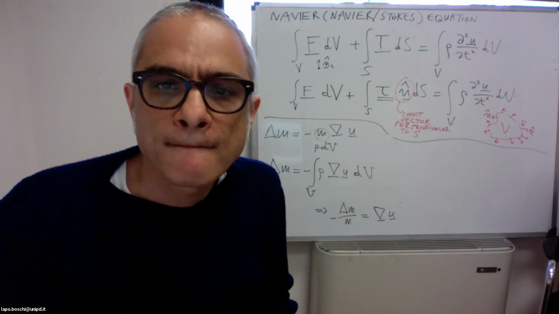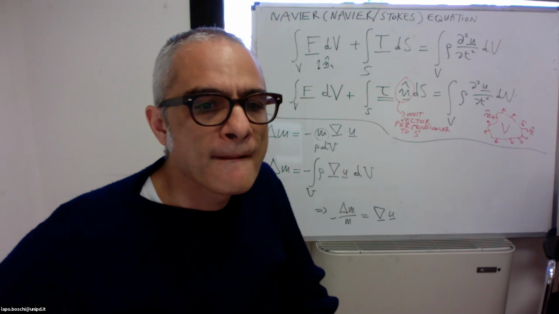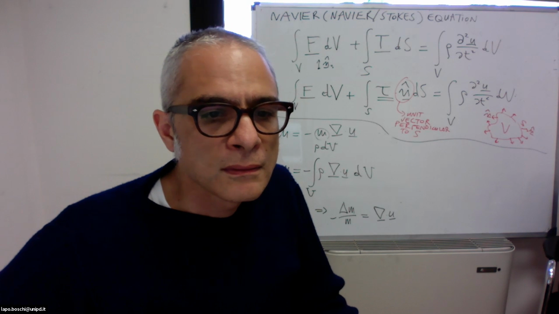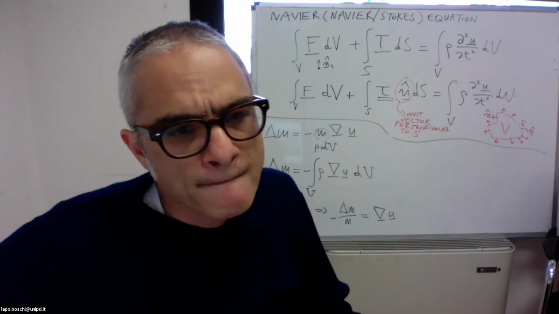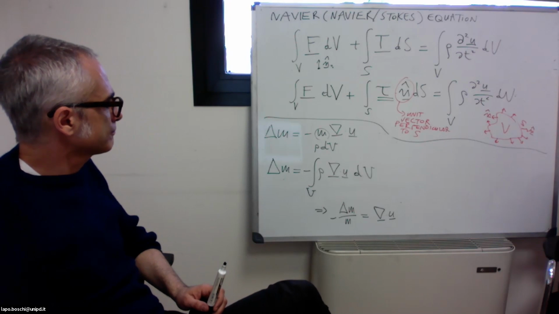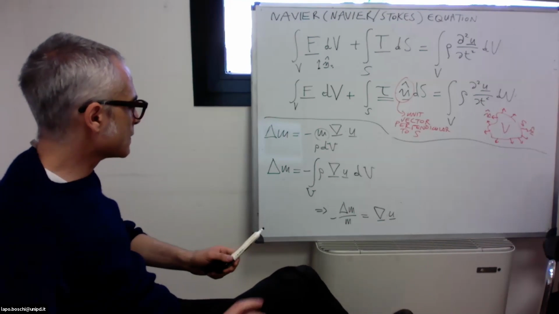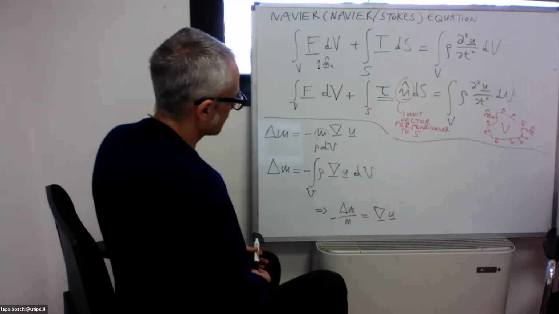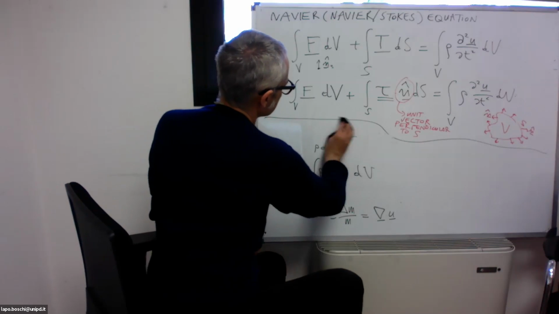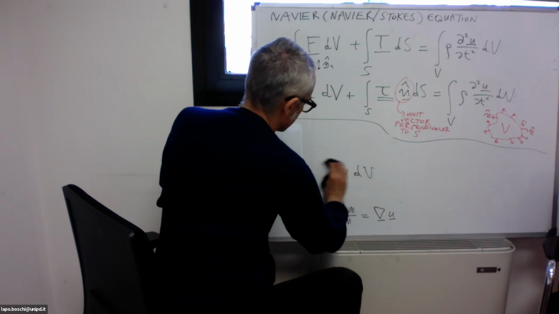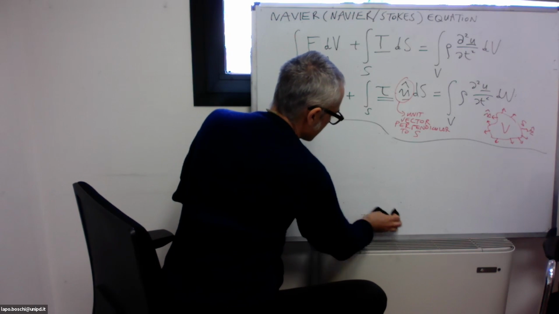I don't understand how delta m over m is equal to delta u. See it again. The last line, delta m over m equal to the del of u. So I don't get that part. Yeah, it's a divergence. Well, I think I didn't use the best notation possible. So let me try to do that again.